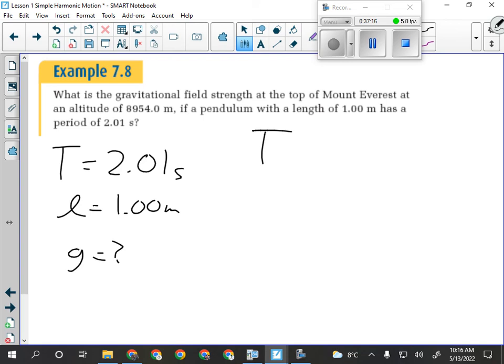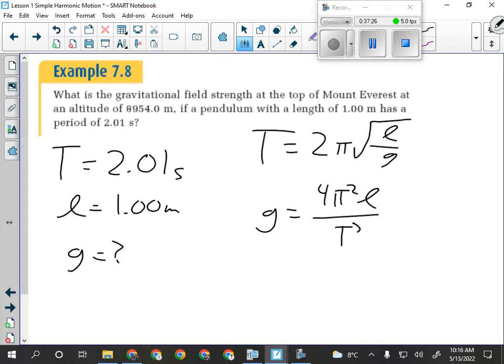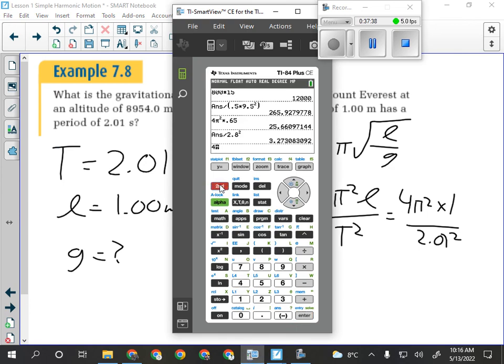Okay, same manipulation as before. T equals 2 pi root L over g. So when it's manipulated, g will equal 4 pi squared times L divided by T squared. So 4 pi squared times 1 divided by 2.01 squared. All right, 9.77. That seems like a pretty reasonable answer given the context of the question.